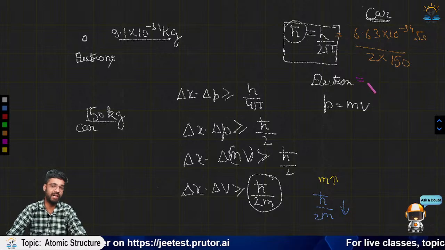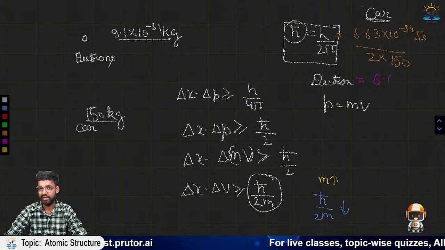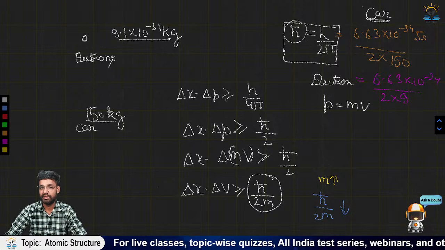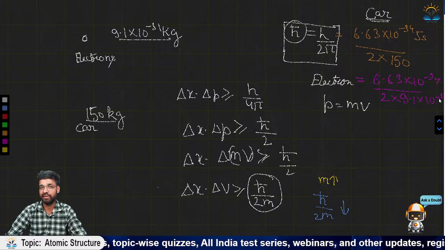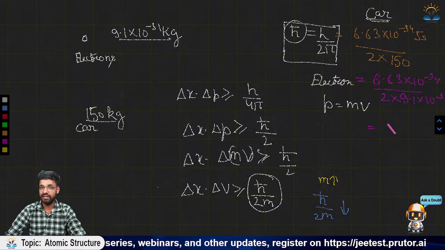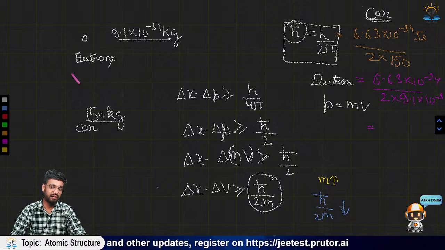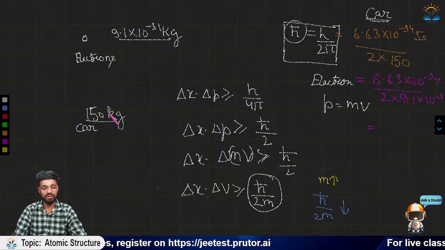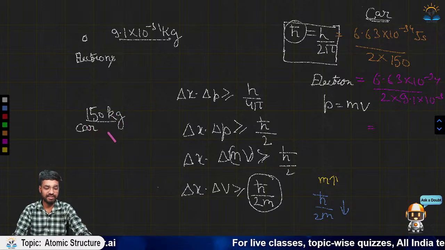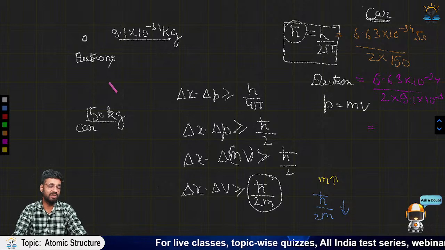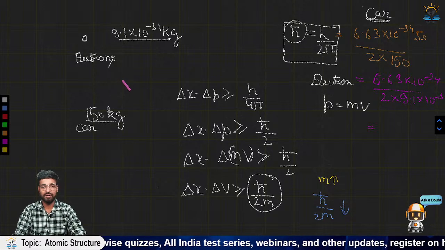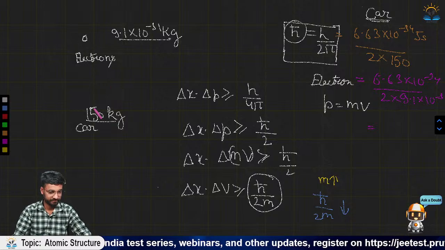But if you compare it with the electron, it will be 6.63 into 10 to the power minus 34 by 2 into 9.1 into 10 to the power minus 31. So the minus 3 cancels, and this uncertainty is very large as compared to the car. For that reason, the Heisenberg uncertainty principle becomes insignificant for a car and larger objects like it. But for microscopic particles which have very small mass, like the electron, or if we consider the proton or neutron, this uncertainty principle still holds.